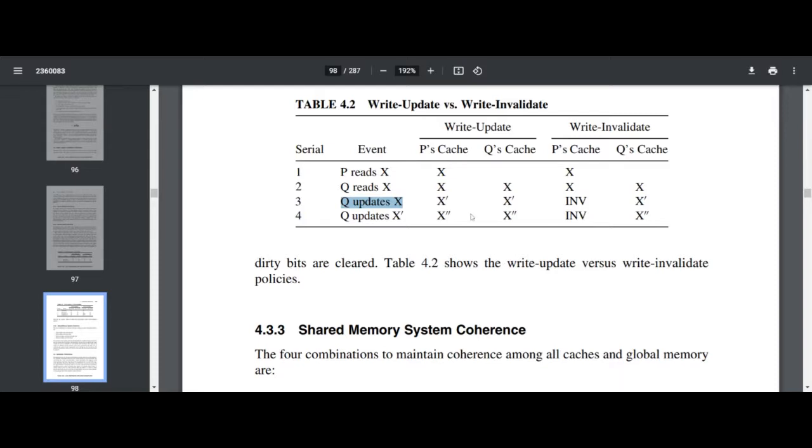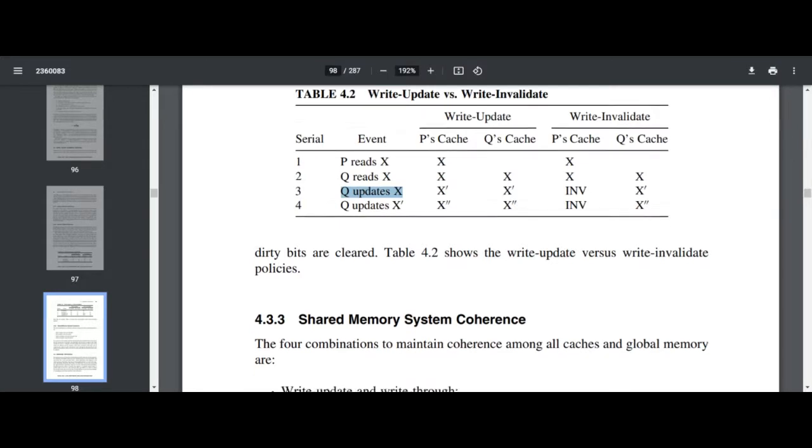So by this method, the P cache is changed and the Q cache is changed. As we know, write update is much better than other approaches. So in this way, if Q updated X, the value becomes X double dash, and in write invalidate, P's cache says it is an invalid value for X. So they might not accept the value updated by Q.